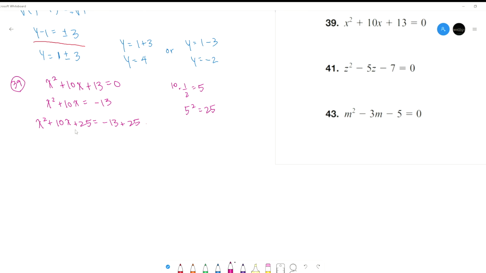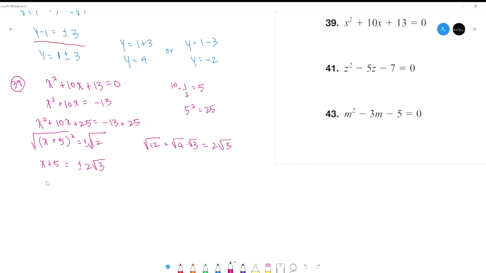This is a perfect square trinomial. And this will factor into x plus 5, with the 5 that we got by multiplying half by the 10. So we got x plus 5 quantity squared is equal to positive 12. Now we can square root both sides, and we get x plus 5 is equal to plus or minus radical 12. If you remember, radical 12 is radical 4 times radical 3, which is 2 root 3. So plus or minus 2 radical 3.